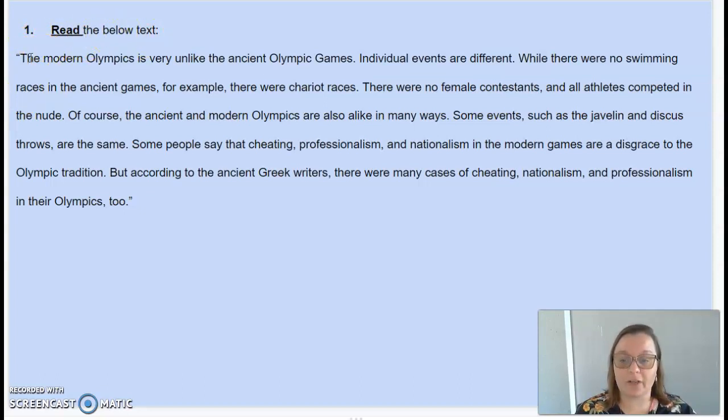The modern Olympics is very unlike the ancient Olympic Games. Individual events are different. While there were no swimming races in the ancient games, for example, there were chariot races. There were no female contestants, and all athletes competed in the nude. Of course, the ancient and modern Olympics are also alike in many ways. Some events, such as the javelin and discus throws, are the same. Some people say that cheating, professionalism, and nationalism in the modern games are a disgrace to the Olympic tradition. But according to the ancient Greek writers, there were many cases of cheating, nationalism, and professionalism in their Olympics too.